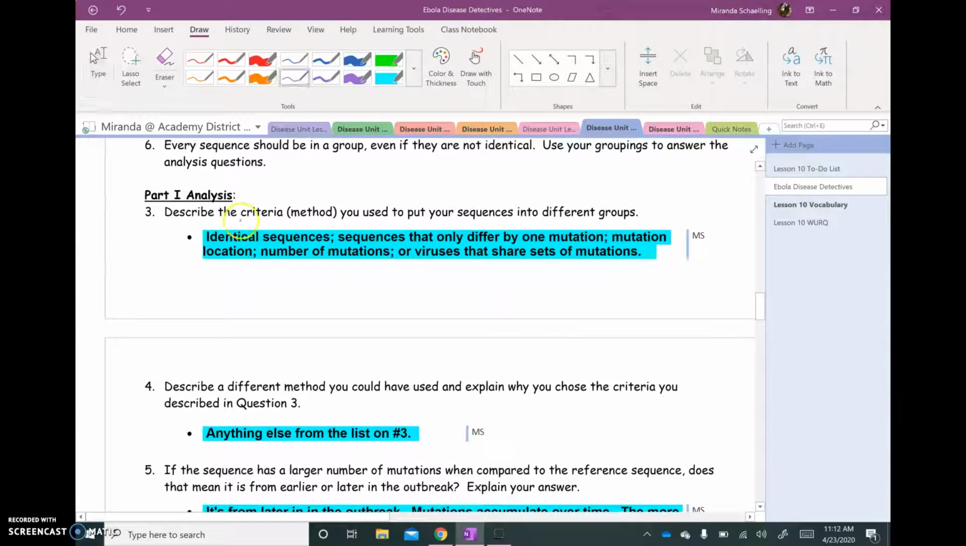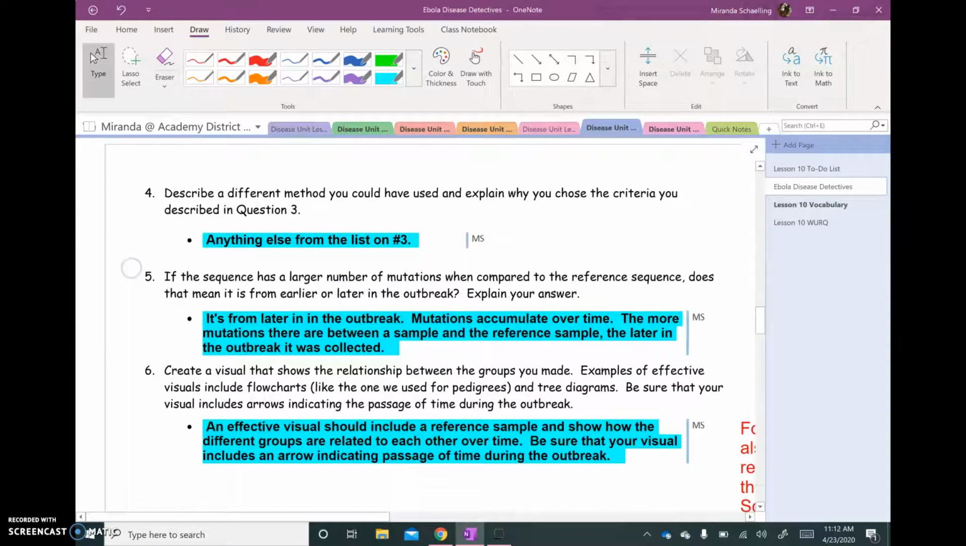So describe the criteria or the method you used to put your sequences in different groups. A couple of things you could say: identical sequences, sequences that only differ by one mutation, the mutation location, so which number, the total number of mutations, or sets of mutations. However you decided to group yours is fine. And if you can think of another way to group them, you can put that here too.